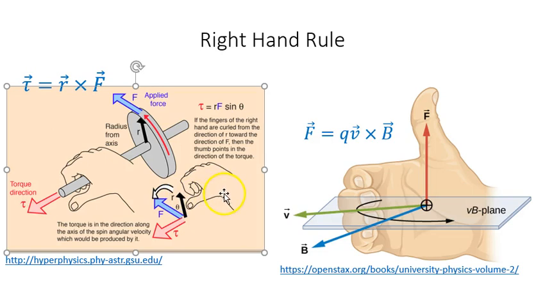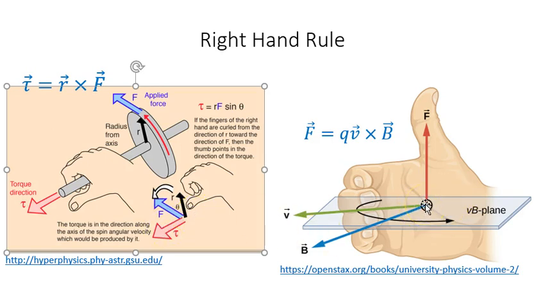So imagine, to start, by pointing your hand in the direction of the r vector, the first vector of the cross product, and then curl the fingers in the direction of the second vector, the force in this example. The thumb, left alone, sticking out from your hand, will be pointing in the direction of the torque. Let's look at the picture on the right side.